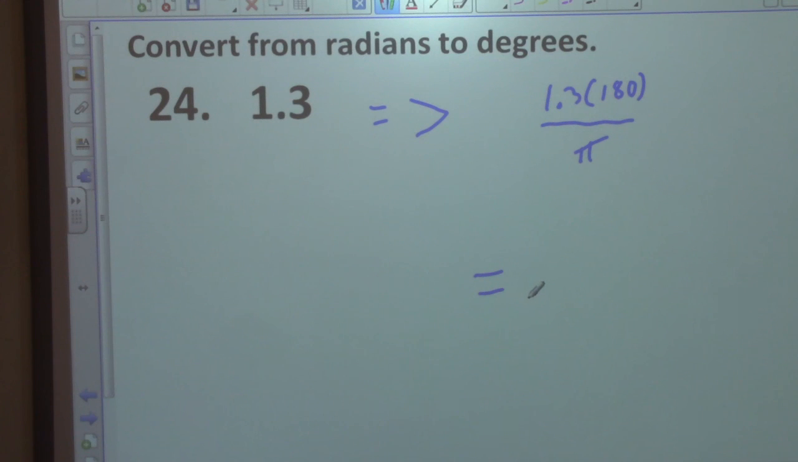74.48, like this. All right, so that'd be it, right? Which answer kind of makes sense, doesn't it? Because 1 radian is about 57 degrees.